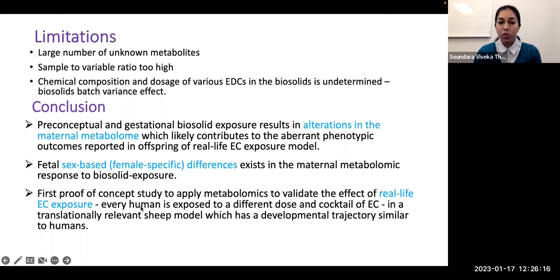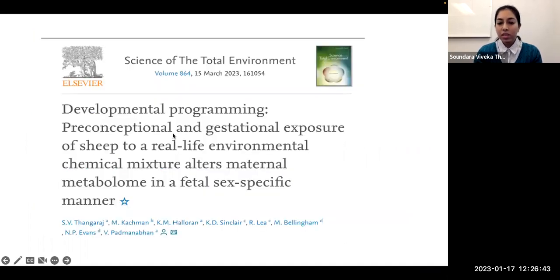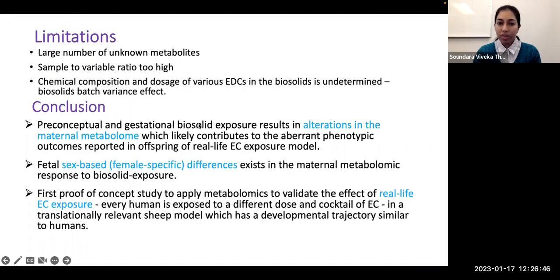So this is the first proof of concept study to apply metabolomics to validate the effect of real-life environmental chemical exposure, reflecting the real-life scenario where every human is exposed to a different dose and cocktail of environmental chemicals. So it is important that we've used a translationally relevant sheep model, which has a developmental trajectory that is similar to humans.